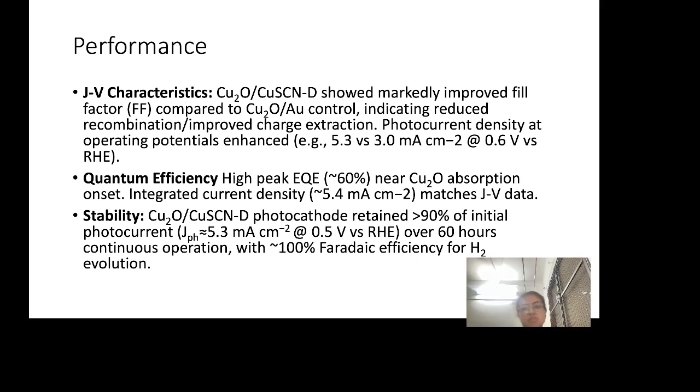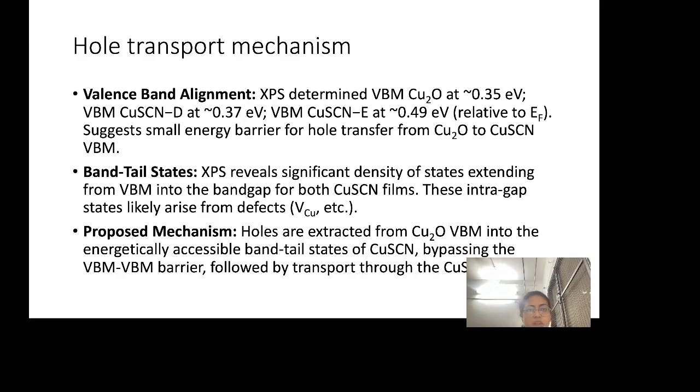Quantum efficiency is also really high, about 60%, and the integrated current density is about 5.4 milliamps. Stability-wise, the cuprous oxide and cuprous thiocyanate cathode retained about 90% of the initial photocurrent over a very long 60 hours of continuous operation, which is very high, with very high faradaic efficiency for H2 evolution.